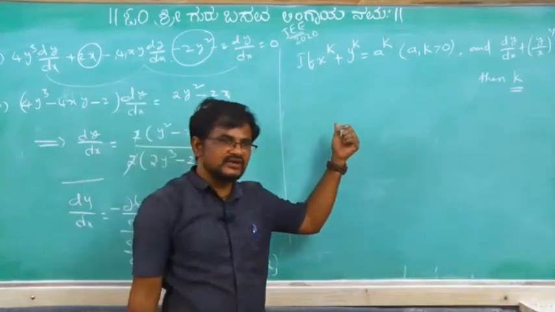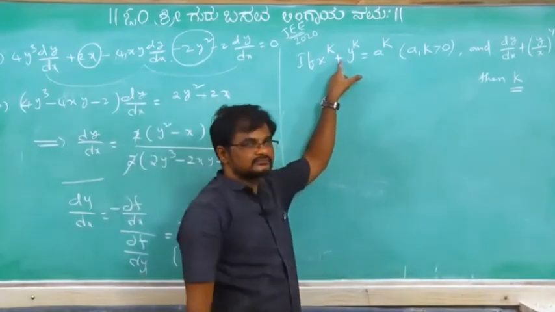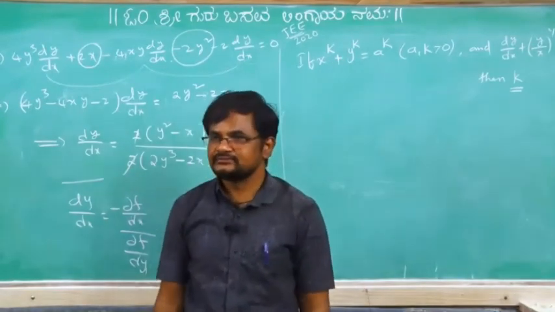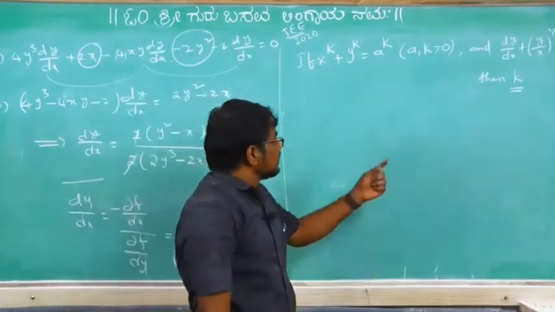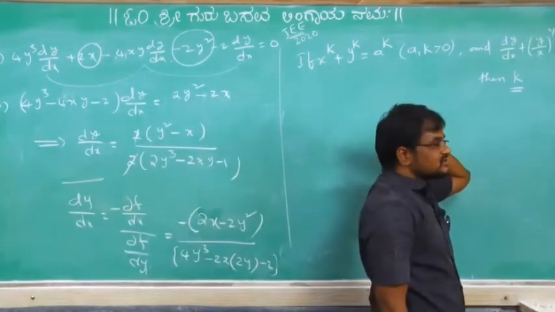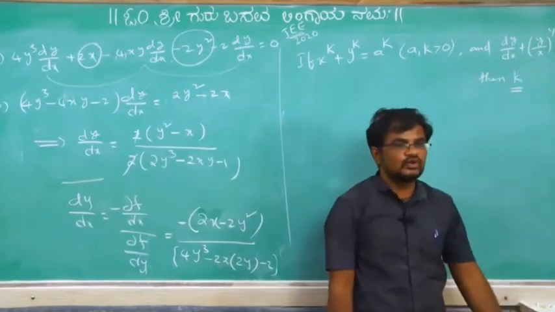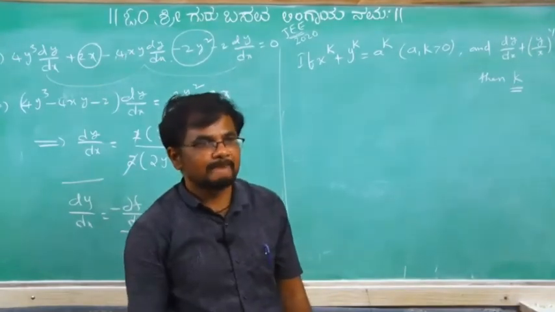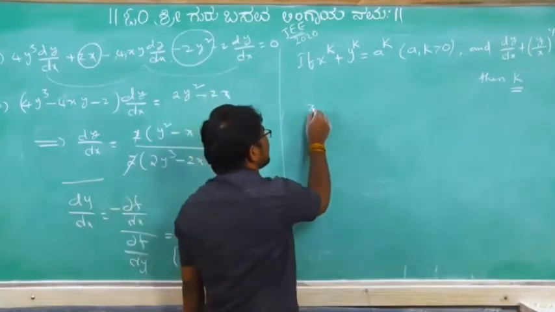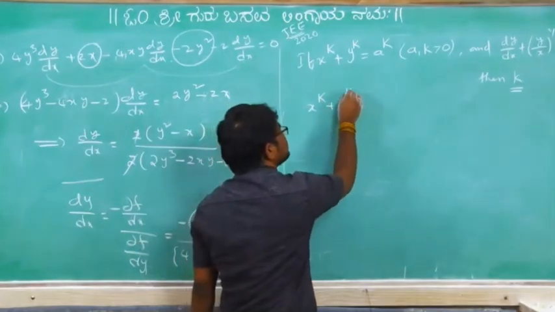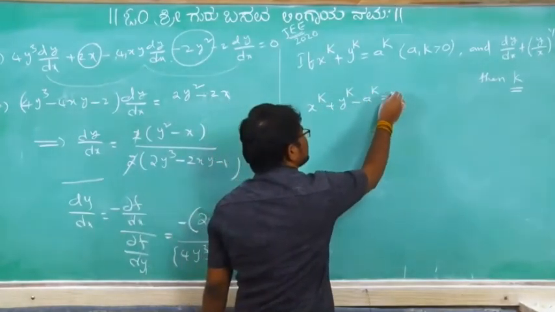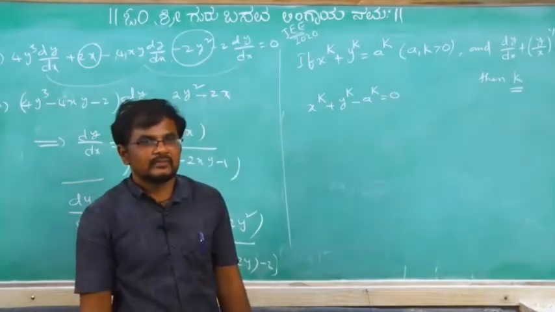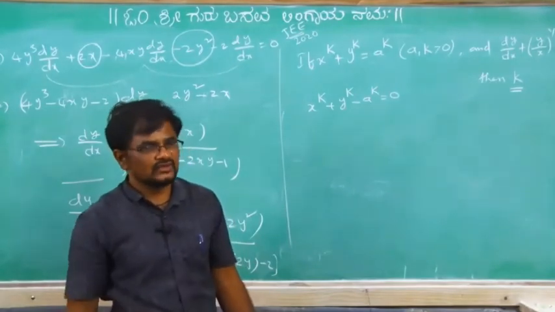Is it an implicit function? If you bring this side, x to the power of k plus y to the power of k minus a to the power of k equal to 0, you will get. Here a and k are greater than 0, dy by dx plus y by x whole to the power of 1 by 3 equal to 0, then find the value of k. So for that, what we have to do? General differentiation also you can do, otherwise partial differentiation also you can do. So you will get the answer.